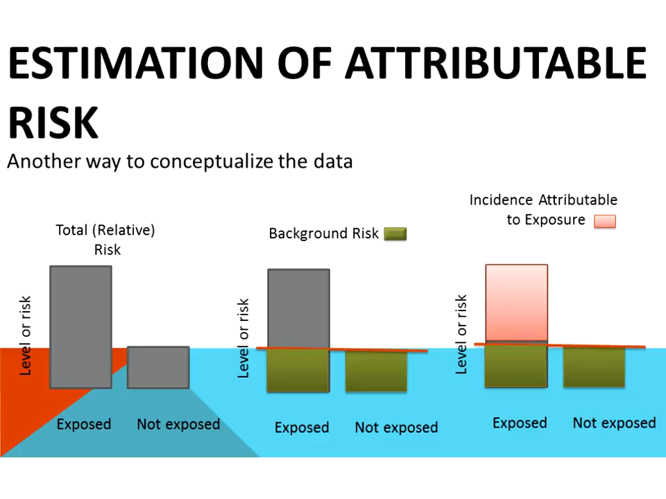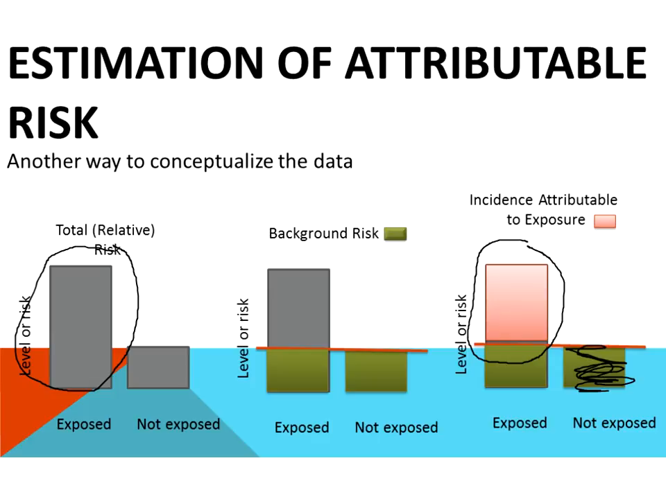So here is a graphical representation of looking at it, and I think you're able to see that your relative risk looks much bigger than your attributable risk, because you have to basically subtract this out of your data set.